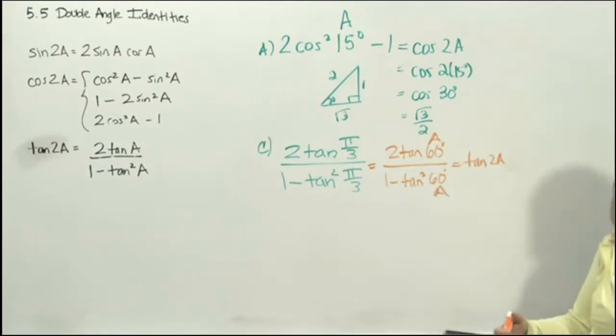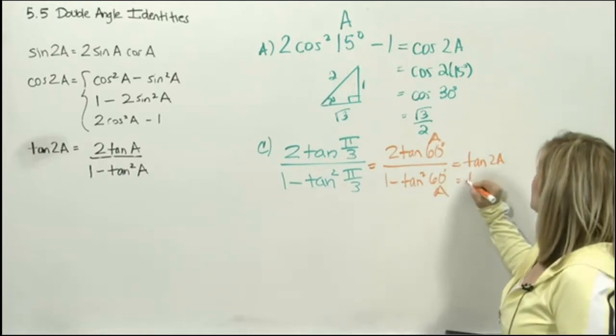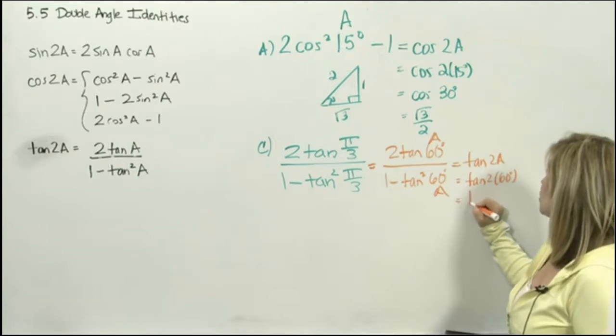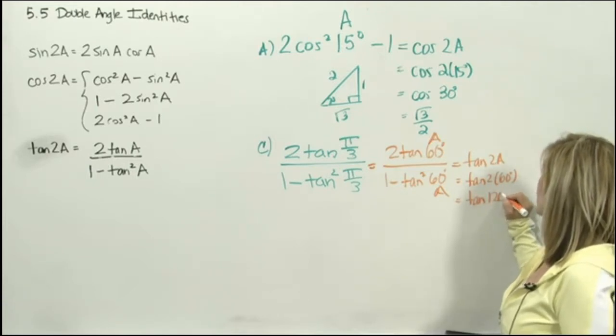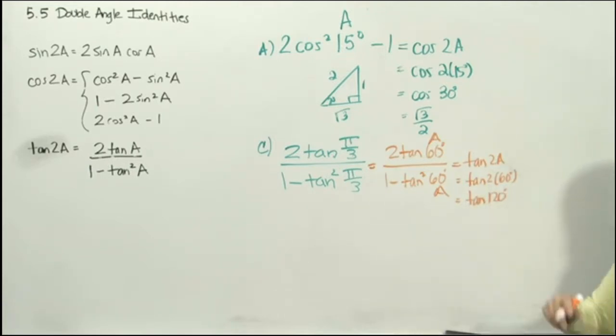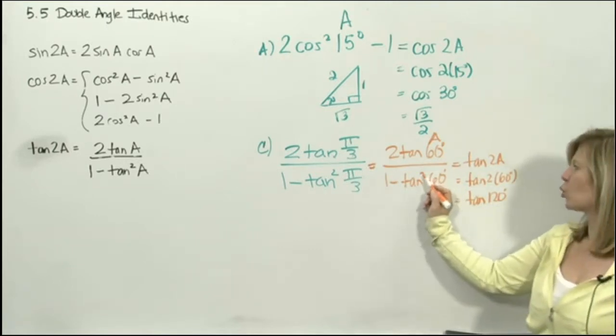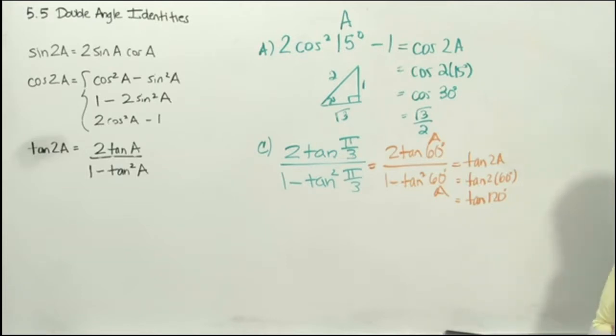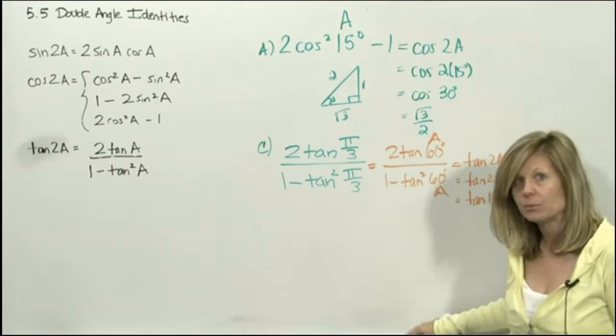And that becomes a simple calculation because this is going to be the tangent of 2 times 60 degrees, which is really looking up the tangent of 120 degrees. And then I have no calculation, no dealing with squaring or subtracting or a fraction. But how do we look up the tangent of 120 degrees?